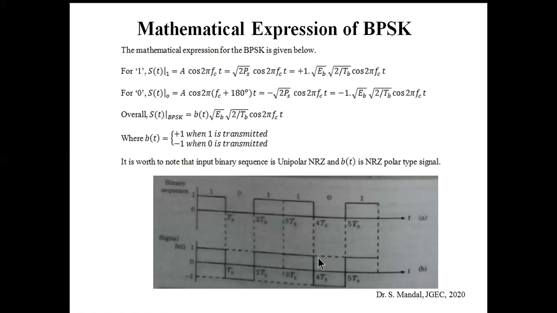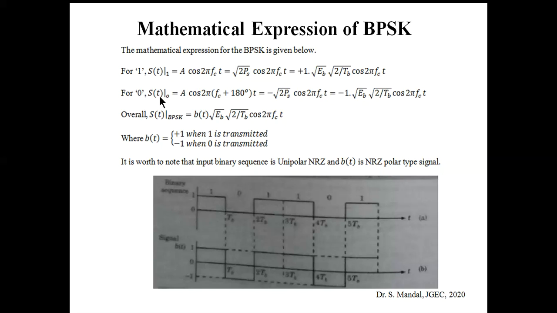Now coming to the mathematical expression of BPSK. For 1, as there is no phase shift, we can write that the corresponding modulated signal can be given by A cos 2 pi fct, and A will be substituted by root 2 Ps, cos 2 pi fct. It can be expressed in terms of energy like this: plus 1 multiplied by root over Eb into 2 by Tb cos 2 pi fct.